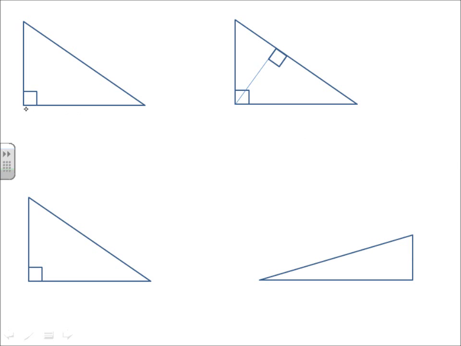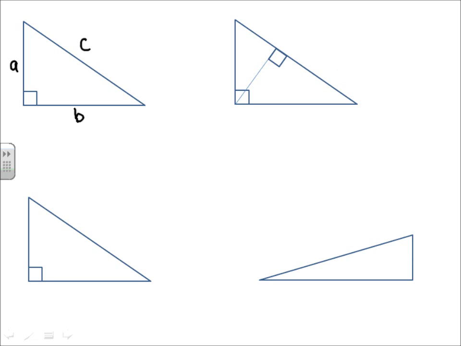Every right triangle has a right angle, and coming from the right angle, we have what we call the legs of the right triangle. So this right triangle has two legs, and I'm going to label these legs A and B. Every right triangle also has a segment that we call the hypotenuse. The hypotenuse will always be the longest side in a right triangle, and it's always directly across from the right angle. I'm going to label the hypotenuse C.